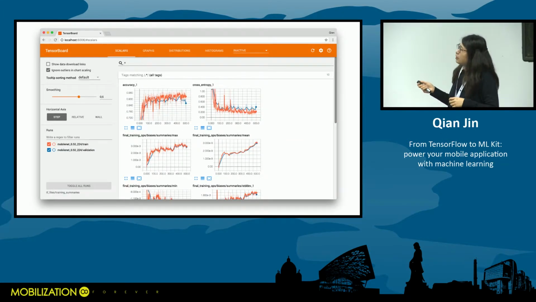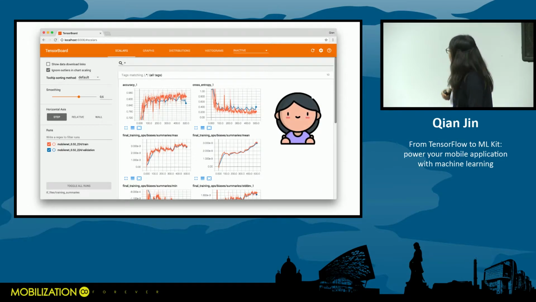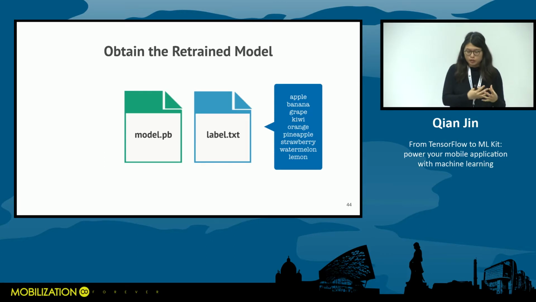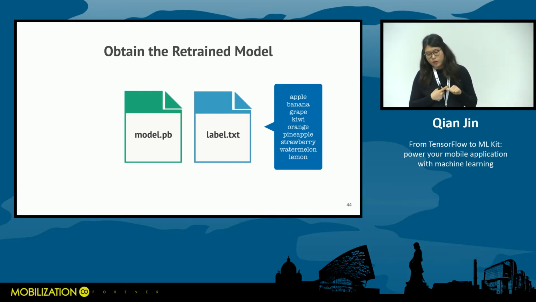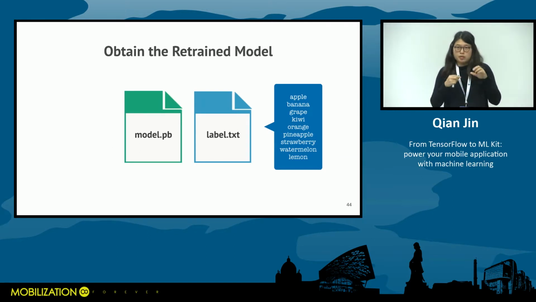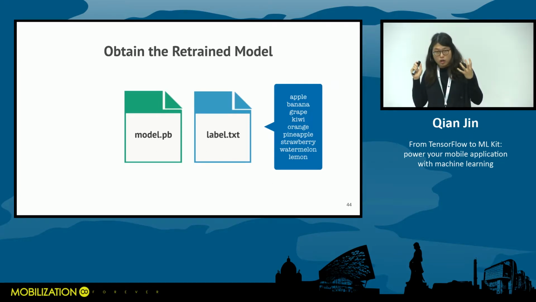The second time I trained, my model performed much better. So that was a happy face. At that moment, I obtained two outputs from my training. One is the frozen graph, a protobuf file for the model. The model actually stores all the weights I talked about in the previous slide. Then there's also a label file. The label file actually contains all the objects the model is able to recognize.